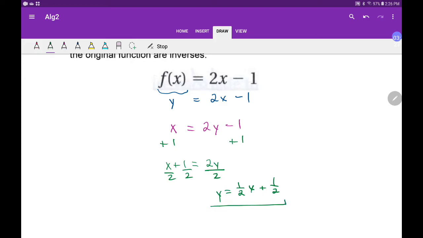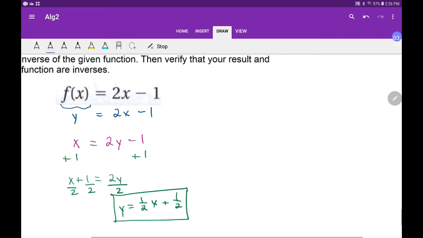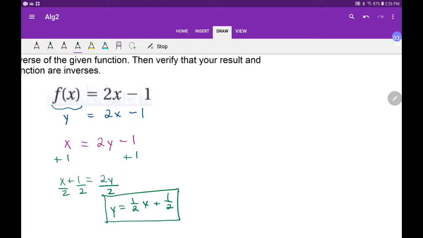I found it. And now I'm going to check to see if I did that well by plugging them into each other, okay? So I'm going to say 2 times this function that I just created, 1/2 x plus 1/2, minus 1. What does that give me? Well, let's see. 2 times 1/2 is 1, so I get x. And 2 times 1/2 is 1, and then I have minus 1, and that's equal to x.